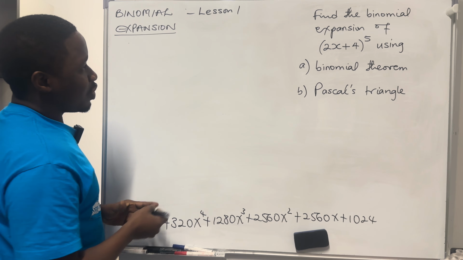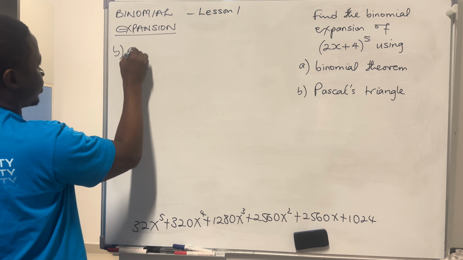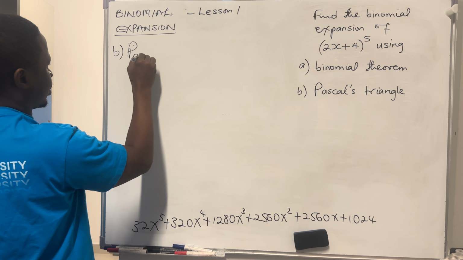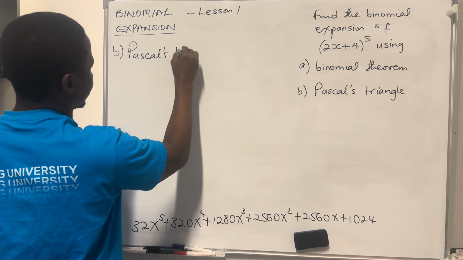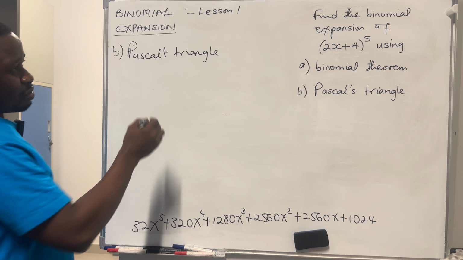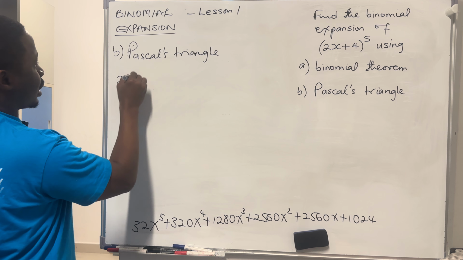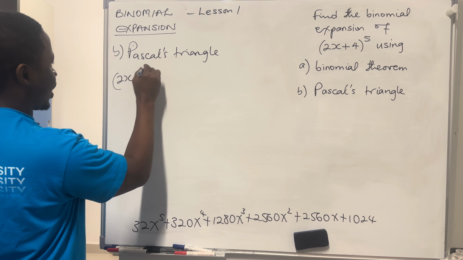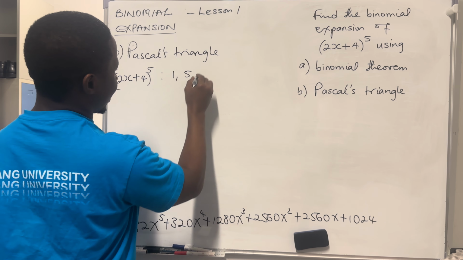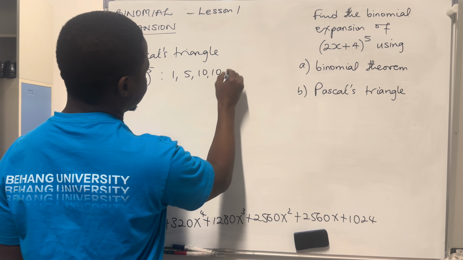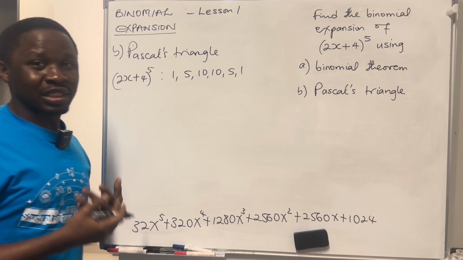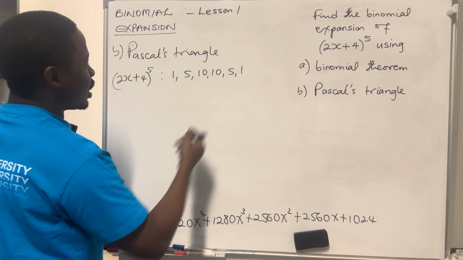So for the binomial theorem, with Pascal's triangle, we say 2x plus 4 to the power 5. What are the coefficients? 1, 5, 10, 10, 5, 1. See, 6 terms.